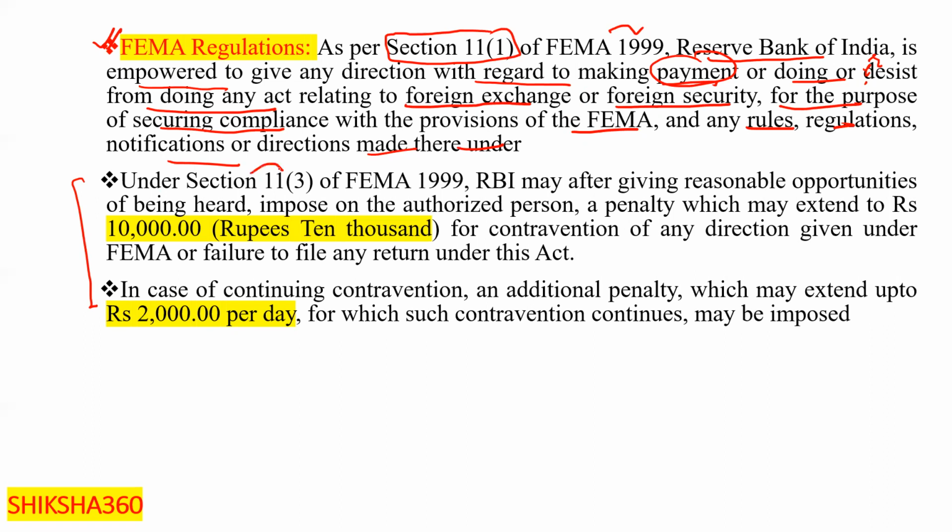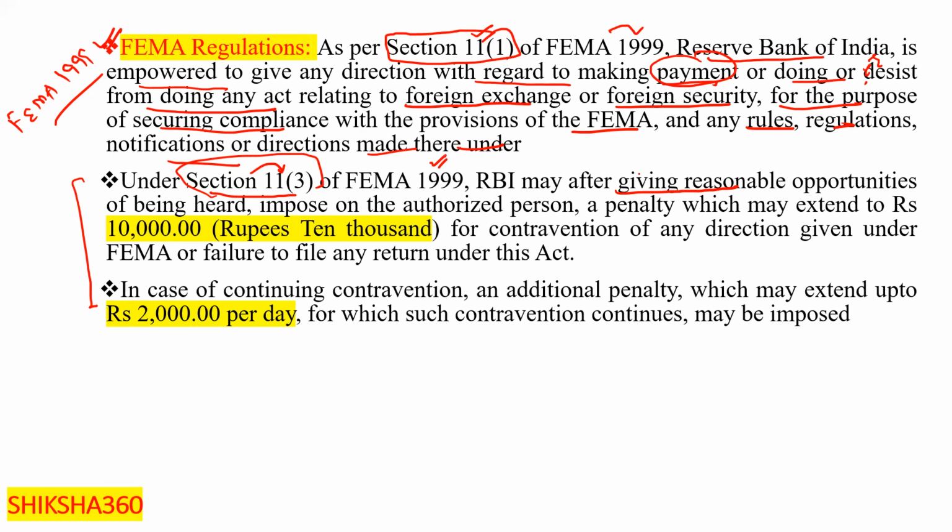Under section 11.3 of the FEMA 1999, RBI may give reasonable opportunities. We have to discuss FEMA 1999 in detail. FERA is already repealed, so we do not have to discuss it in detail, but we have to discuss what the limitations in FERA were, due to which it had to be repealed. The definition is given under section 11.1, and guidelines regarding penalties are given under section 11.3 of FEMA 1999.